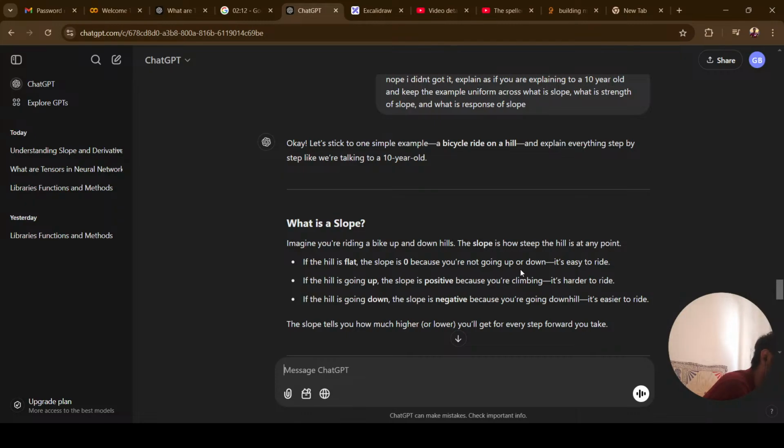If the hill is flat, the slope is zero because you are not going up or down. It's easy to ride. If the hill is going up, the slope is positive because it's harder to ride. You need more acceleration to overcome it. If the hill is going down, the slope is negative because it's easier to ride. The slope tells you how much higher or lower you will get for every step forward you take.